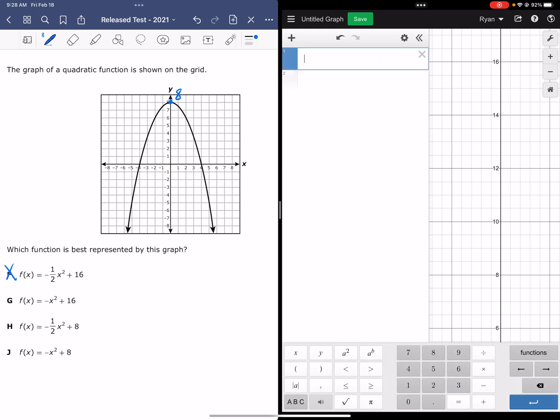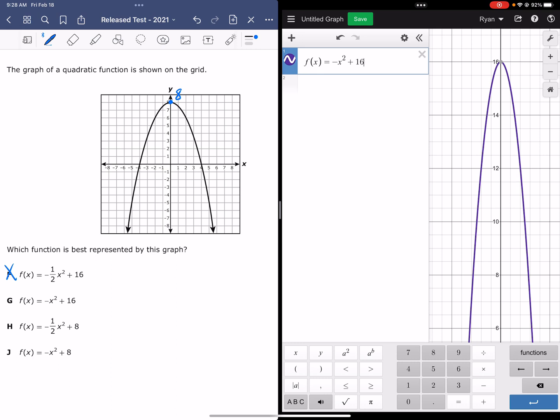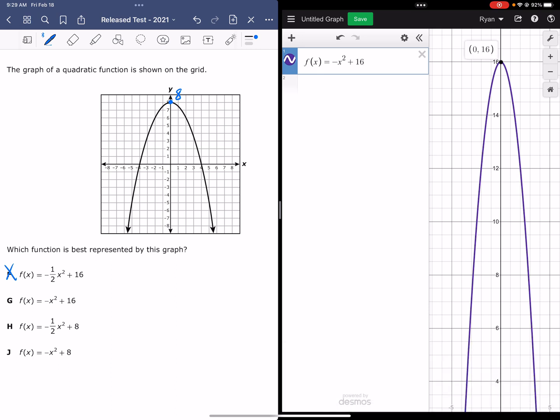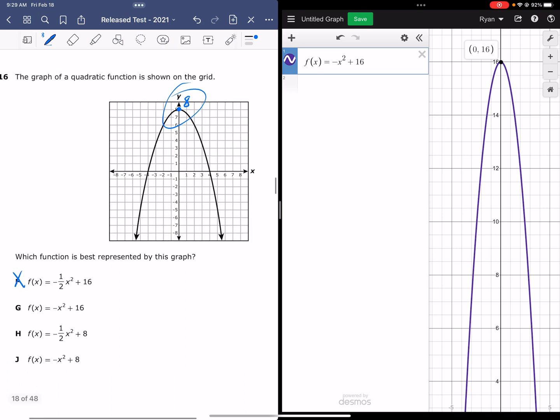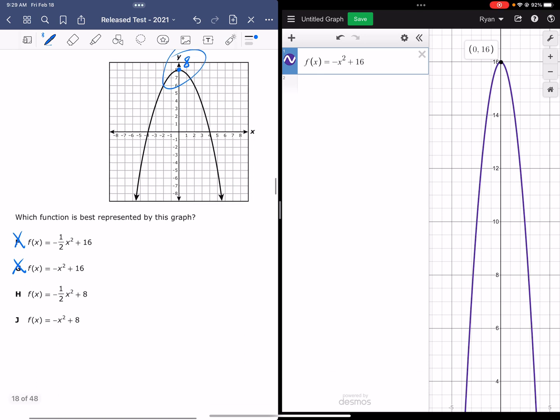I will delete it out and type in the next answer choice, letter G. f of x is equal to negative x squared plus 16. Again, notice that this answer choice crosses the y-axis at 16, but we need an answer that crosses the y-axis at 8. So therefore, again, G is incorrect.